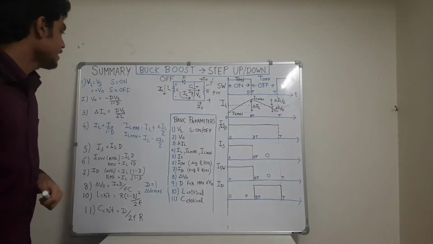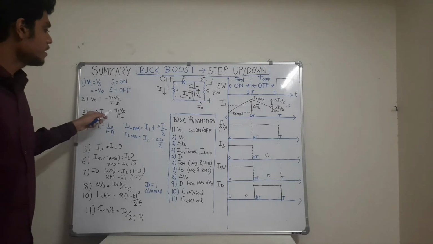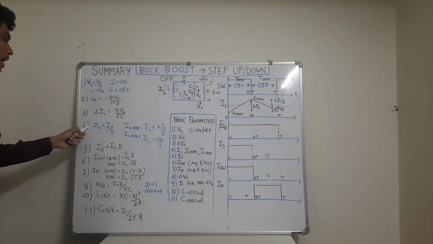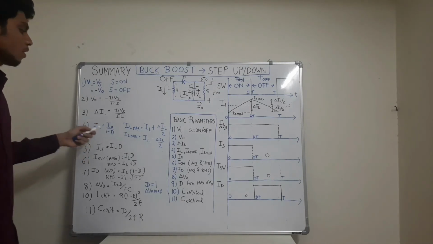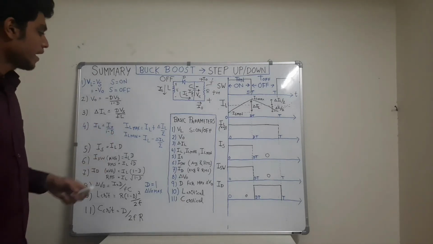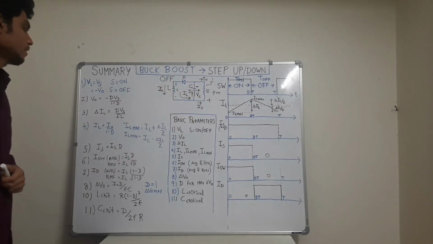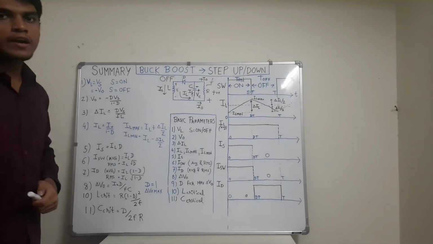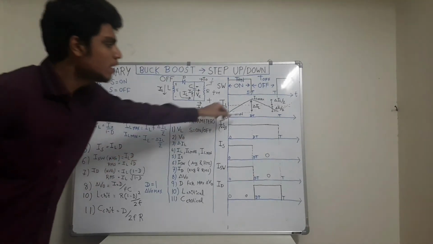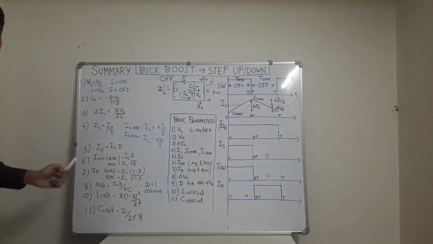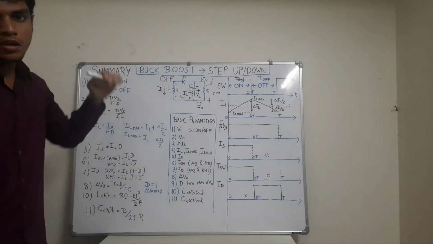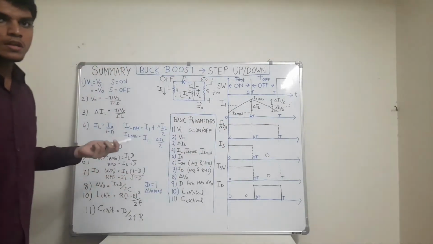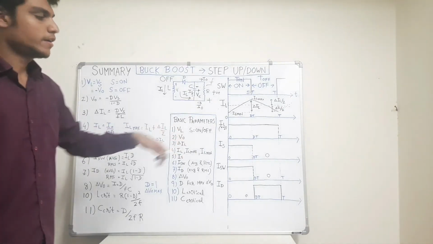Third thing is the del IL, that is equal to DVs upon FL. Fourth thing is the IL, that is equal to I naught upon 1 minus D. IL max, that is the maximum value of inductor current, is IL plus del IL by 2. Minimum value of inductor current is equal to IL minus del IL by 2. Fifth thing is the IS, that was the source current. Source current was IL into D, because only in on time the source was delivering the current.